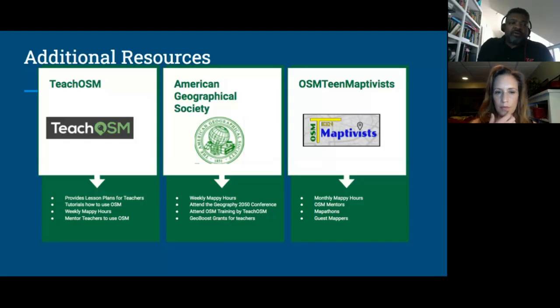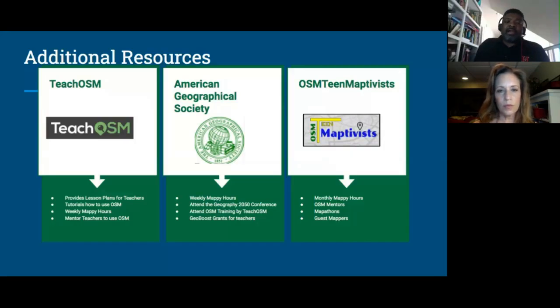We also offer tutorials on how to use OSM. I had mentioned before, we have a new partnership with Microsoft, in which we're trying to develop some class modules for teachers who don't have time to come to a long workshop. They can do it on their own time.